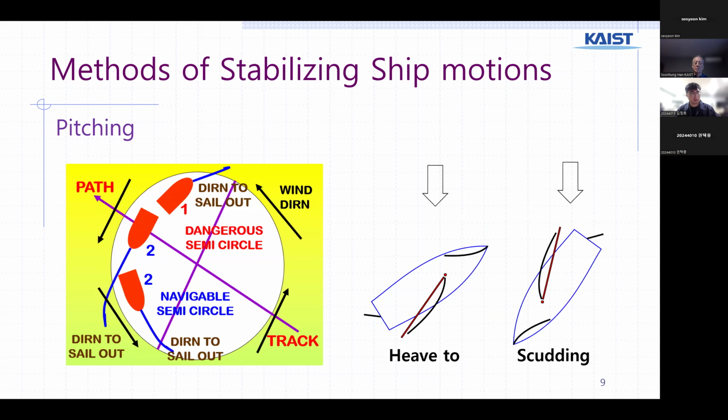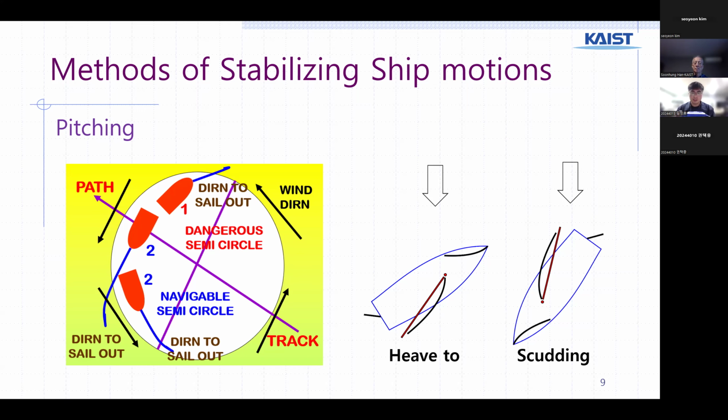Next, avoiding rough sea is always best, but if you can't, here is how to handle this situation. On a diagram, the right side is the dangerous semicircle in a storm, and the left side is the navigable semicircle in a storm. There are two ways to sail in a storm: heave to and scudding.